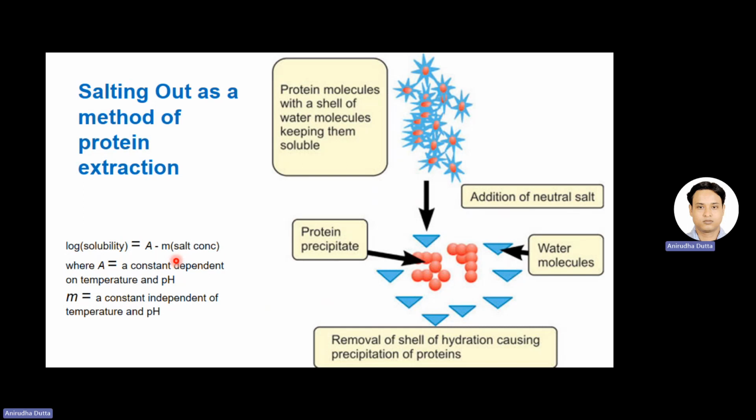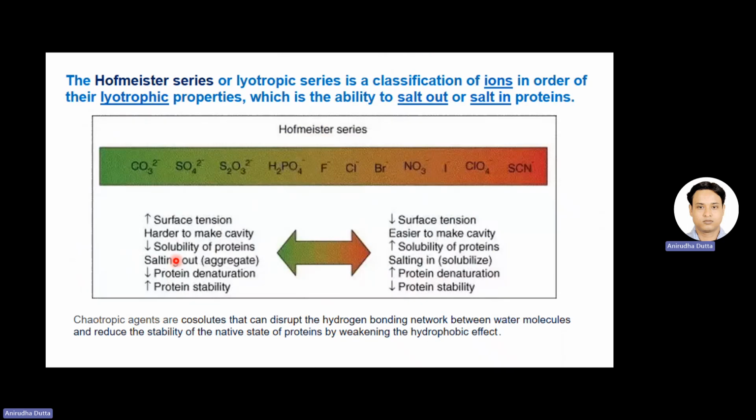So now we already understood what salting out is. It's a high concentration of salt that can precipitate protein or create an aggregated protein form that could be less soluble in the solution. So are all salts equally good for salting out? For that, we have to look at this series. It's called the Hofmeister series.